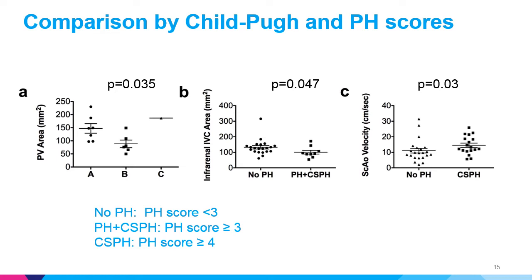In patients with no portal hypertension, we found an increased infrarenal IVC area. And in the supraceliac aorta, we found increased velocity in patients with clinically significant portal hypertension. The latter finding is in agreement with the literature, which shows hyperdynamic circulation in the supraceliac aorta.